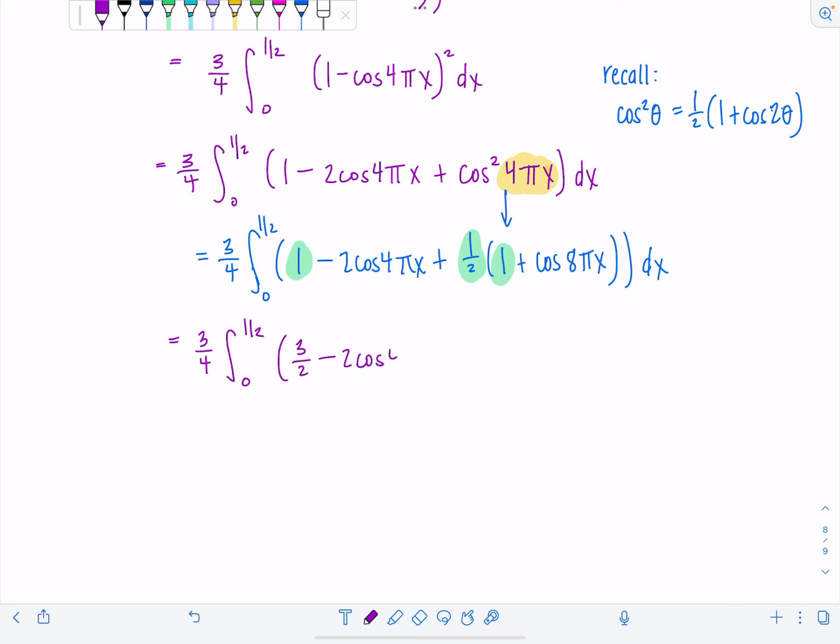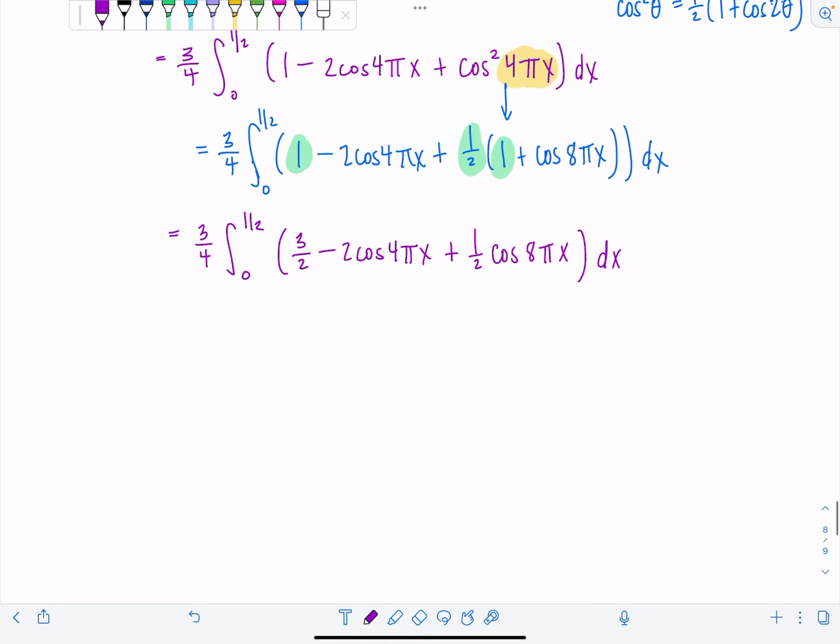Minus 2 cosine 4 pi x plus, be careful, 1/2 cosine 8 pi x dx. Okay, great. Now we can go ahead and integrate. I am not going to use sub just because we've got a 4 pi and an 8 pi in front of my x's. So you should be at the point now where you can recognize if you have integral of sine of a times x dx, antiderivative, if you were to take the time to use sub, the only thing that's going to happen is you're going to have 1 over a.